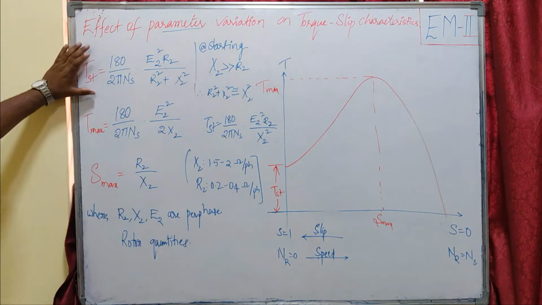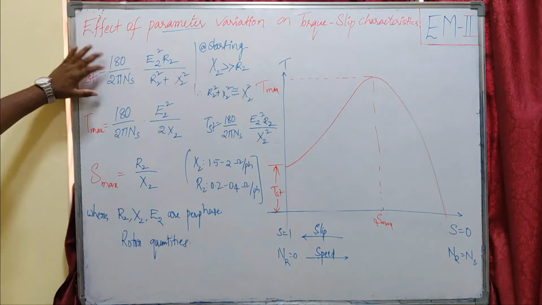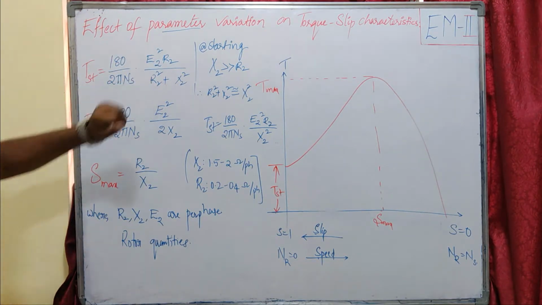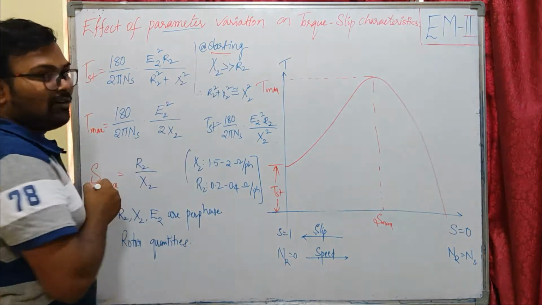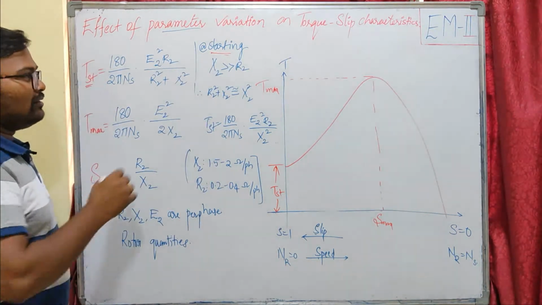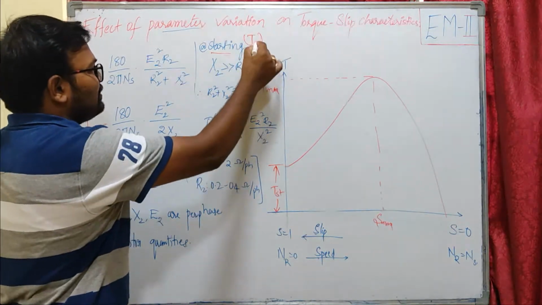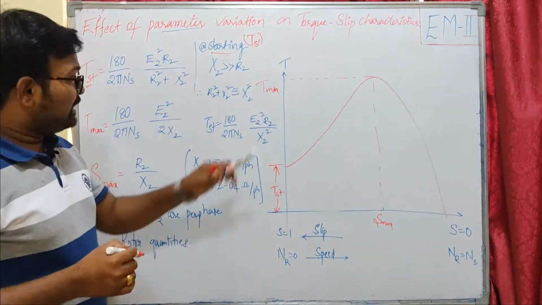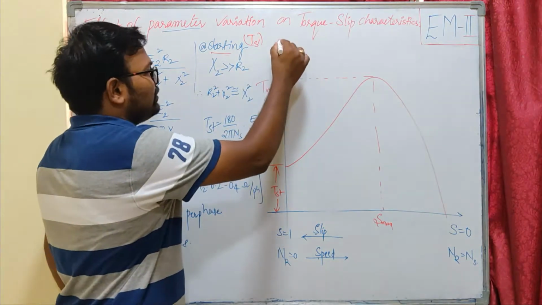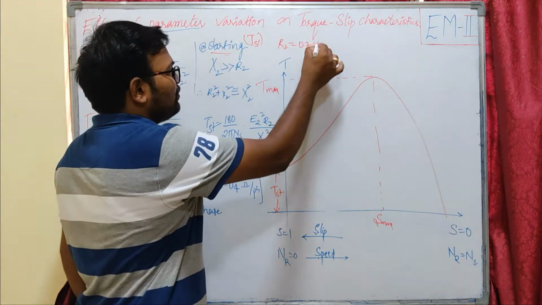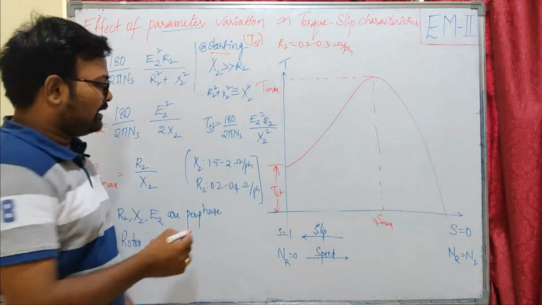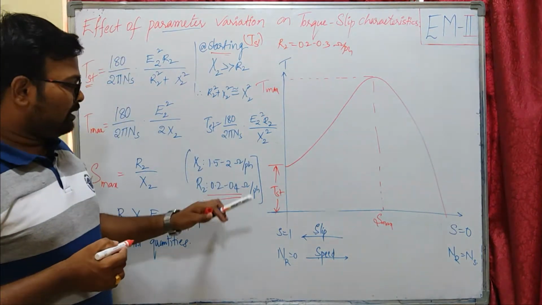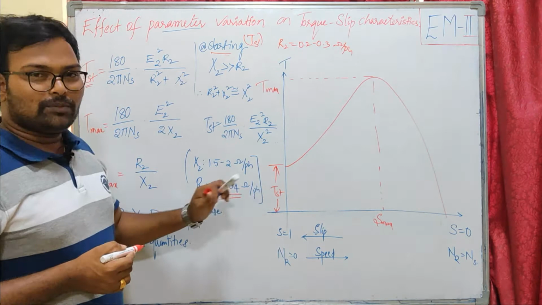This is the expression for our starting torque, which is equal to 180 by 2 pi ns, E2 square R2 by R2 square plus X2 square. The torque at the starting of our motor is called starting torque. I have already told you the rotor resistance at the starting of our induction motor is around 0.2 to 0.4 ohm per phase.